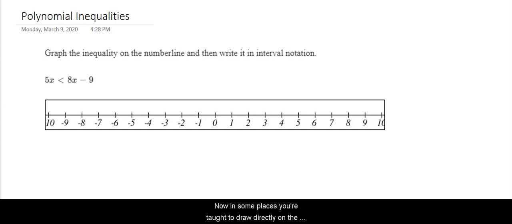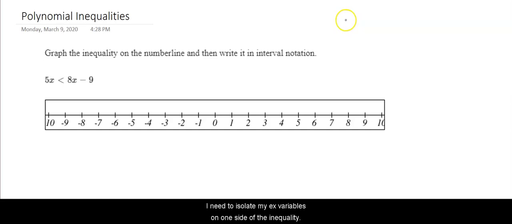Now, in some places, you're taught to draw it directly on the number line, but I prefer to do mine directly above the number line so that I can see exactly where they are without covering up part of the number line. So what we're going to start with is the equation that we're given. In this case, we're given 5x is less than 8x minus 9.